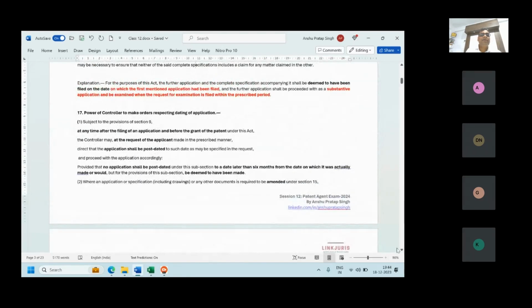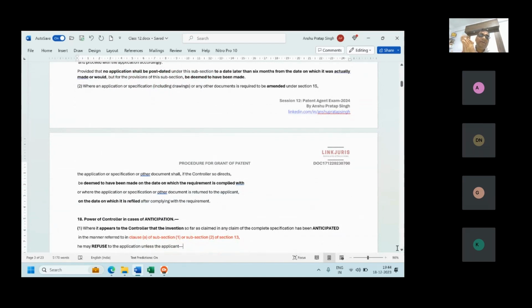Then 17.2 talks about that if application or specification or any document is required to be amended under section 50, then if controller thinks that there is a requirement to change the date, he will say that this amendment will be deemed to be made when that requirement has been completed. So that is your claim date is shifted. If you have amended a claim, that claim date will be shifted. That's what he's talking about. See, this is the post dating.